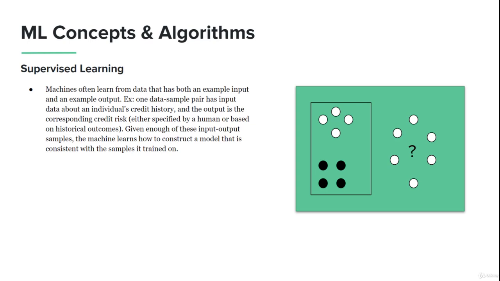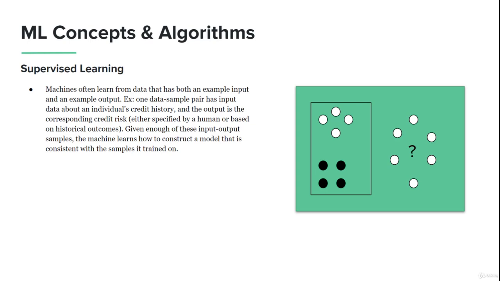So given enough of these input and output samples, the machine learns how to construct a model that is consistent with these samples it trained on, right? Just like I was mentioning the example of when you go out looking to get a credit card, looking to get credit, you're going to be filling out an application and putting in certain types of information about yourself, about your income, your job, maybe the area that you're living, your location, all of these different things.